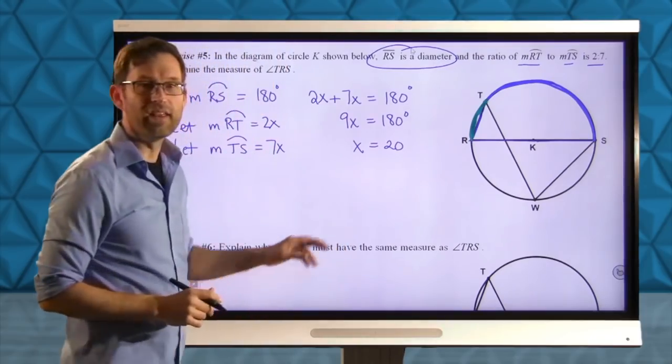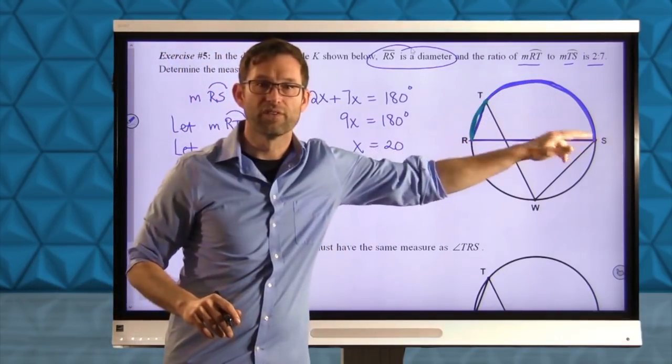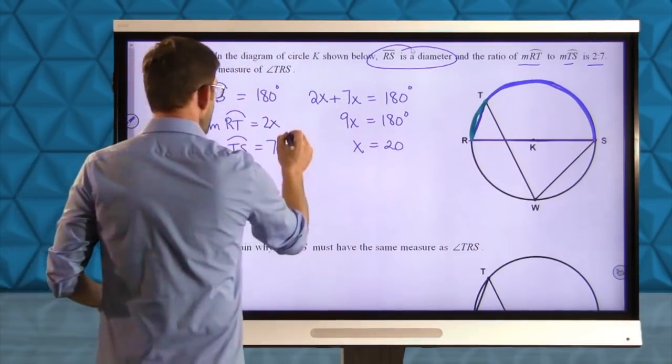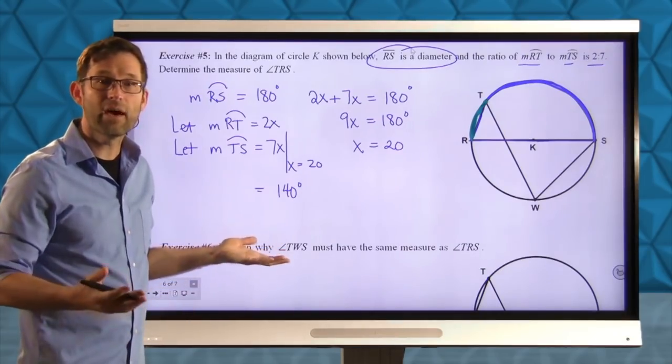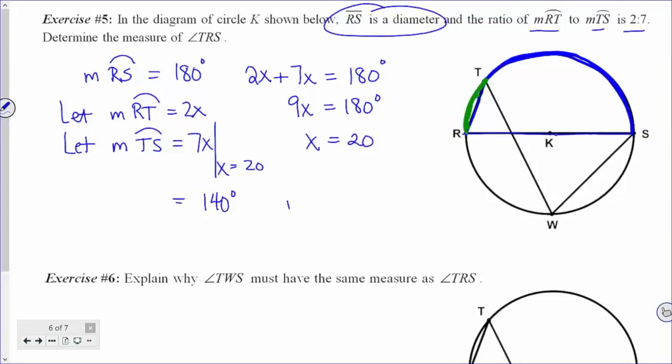Now, what did I really need? I needed the measure of TS. Well, that then, when x is 20, tells me the measure of arc TS is 140 degrees. 140. And now I have everything I need because that means that the measure of angle TRS is 1/2 of 140 degrees, and that's 70 degrees.